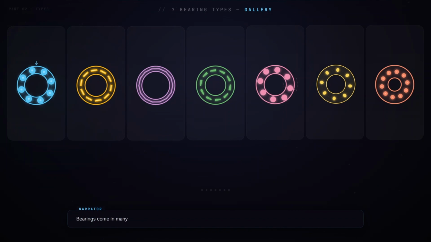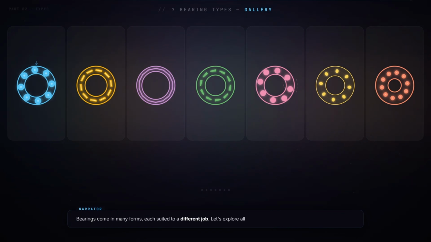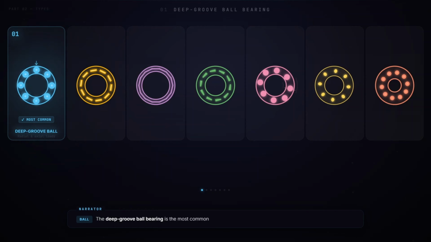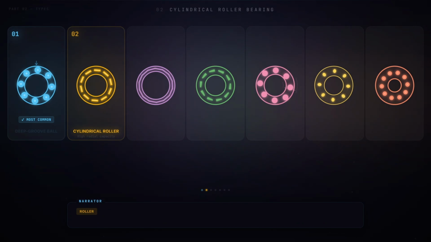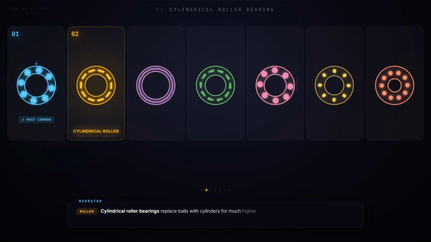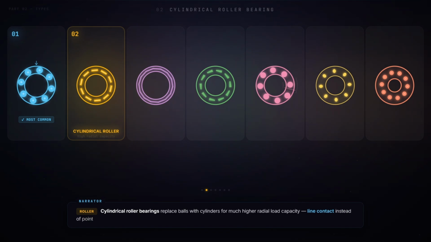Bearings come in many forms, each suited to a different job. Let's explore all 7 types. The deep groove ball bearing is the most common. Simple, versatile, handles both radial and axial loads. Cylindrical roller bearings replace balls with cylinders for much higher radial load capacity, line contact instead of point contact.